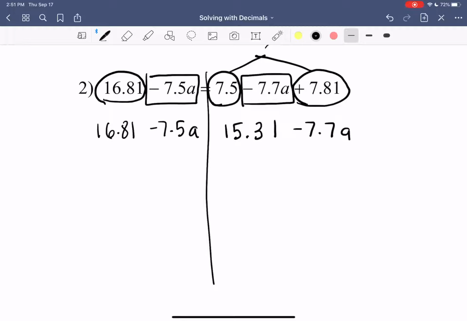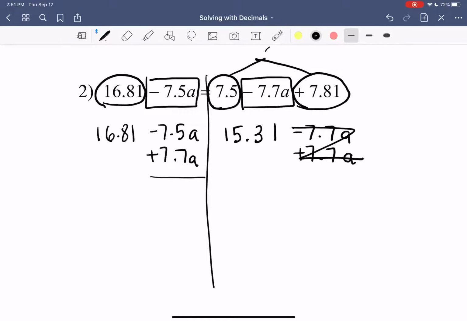So we have two coefficients. We have negative 7.5 and we have negative 7.7, and we're going to find the least, so that is going to be our 7.7. So we're going to perform the opposite operation on both sides. So the 7.7 becomes our 0, and then we're left with negative 7.5 plus 7.7, which is going to equal 0.2a. But then we still have 16.81 plus the 0.2a, and on the right we still have the 15.31.